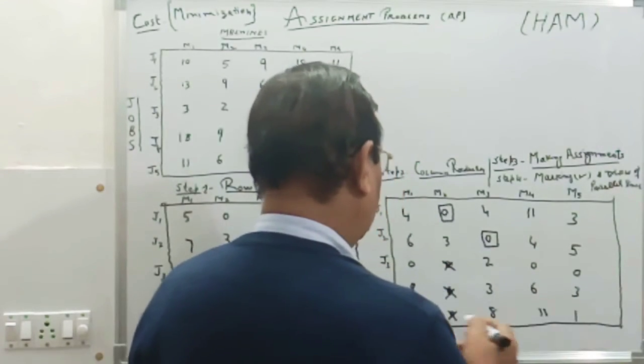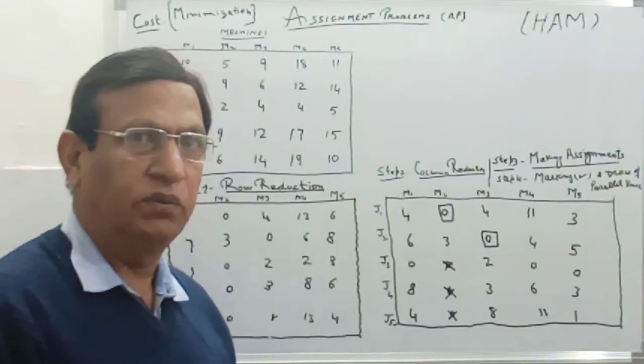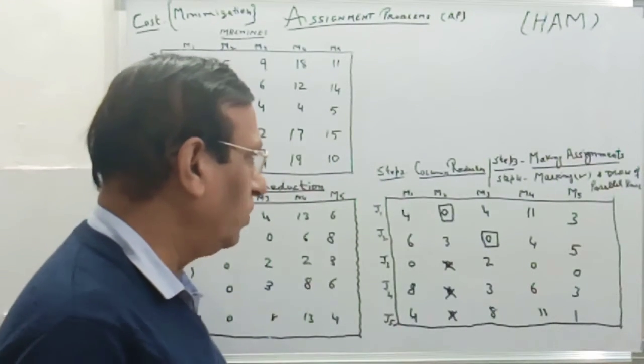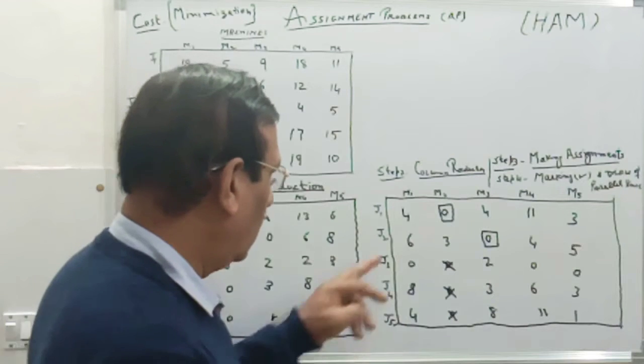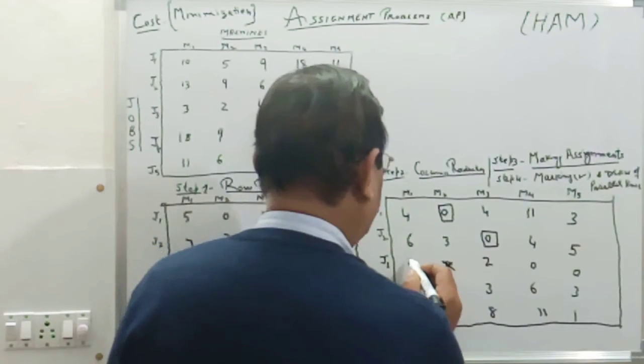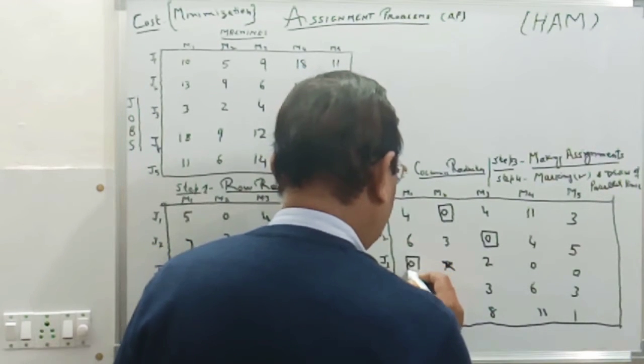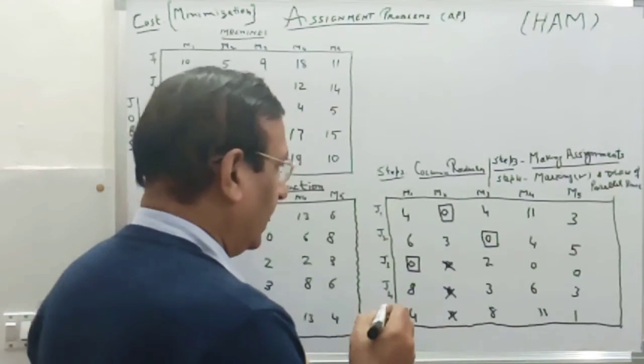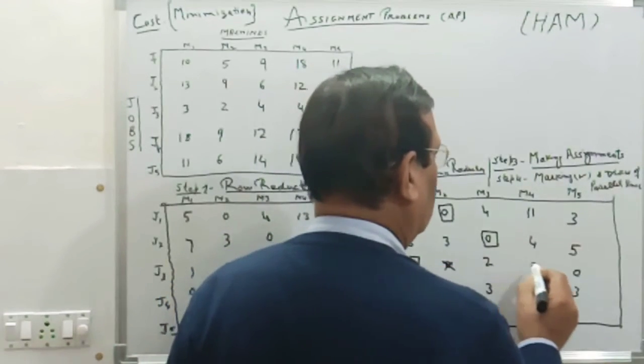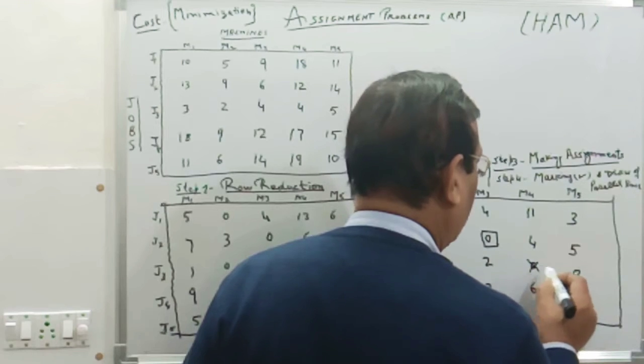In the fourth row, no 0. In the fifth row, no 0. Then we come to column. Find the column in which there is single 0. Here, in the first column, single 0 is there. Mark this 0 as assignment and cross all other zeros lying in that row.